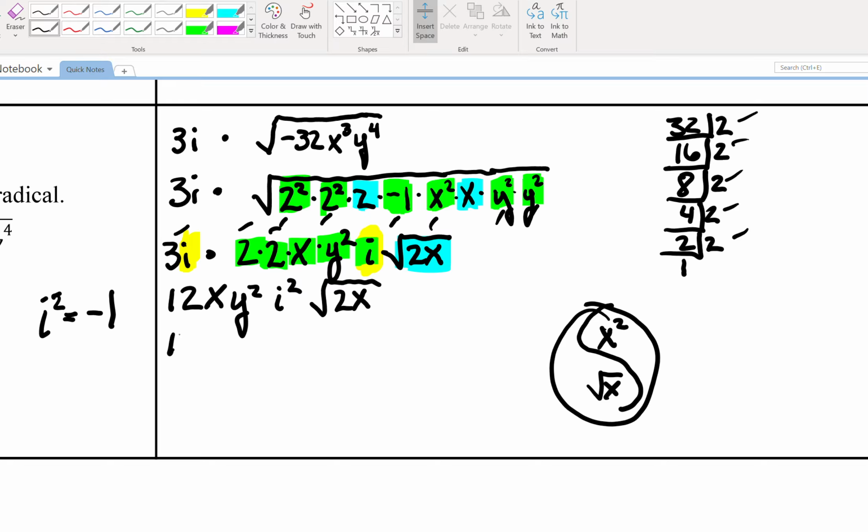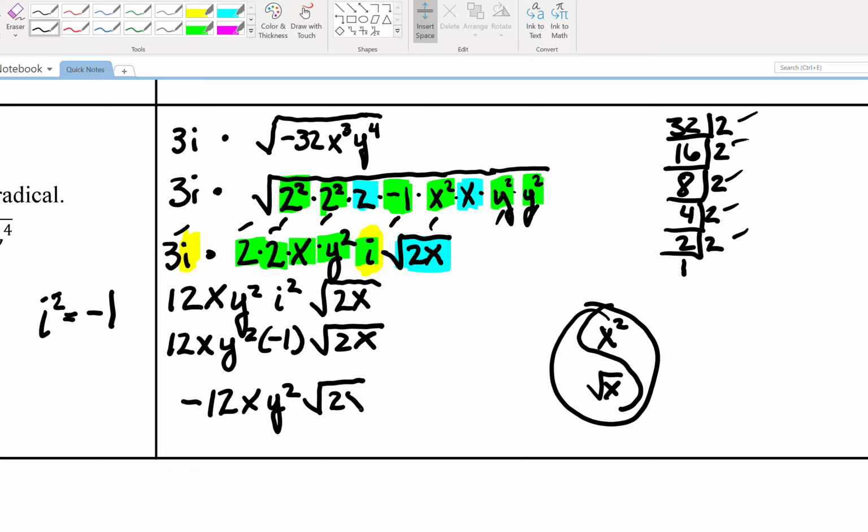Now, I'm going to write another step here. 12 times x times y squared times negative 1 times the square root of 2x. Then I'm going to simplify that negative 1, multiply that in there. I've got negative 12 x y squared square root of 2x.